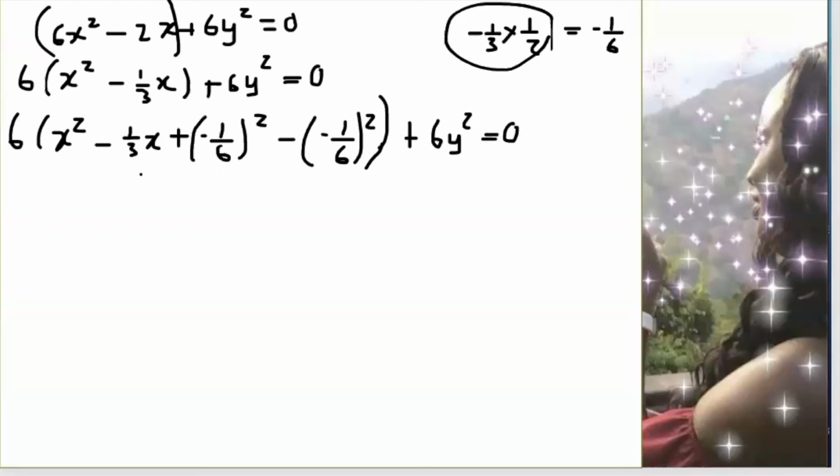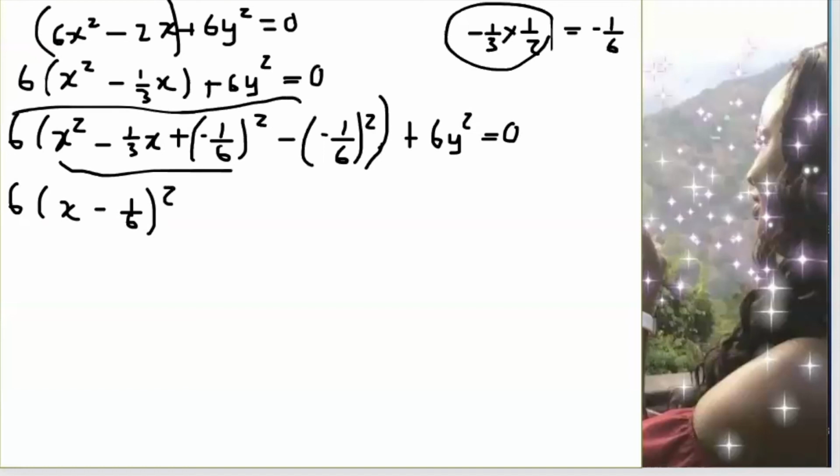Now the first three parts, I can rewrite this. So this is 6 open bracket x minus 1 over 6 all square. And here we have to multiply this by 6 if I'm clearing the bracket right here. So I'll have 6 times squaring that, I will have positive 1 over 36 plus 6y squared equals 0.